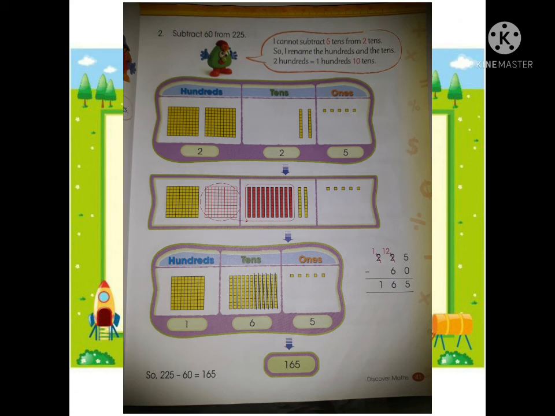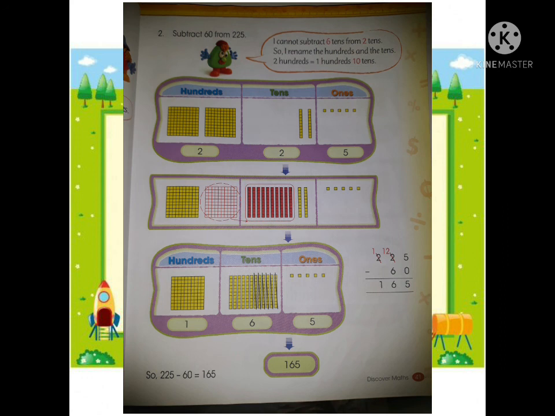2 tens minus 6 tens, we cannot subtract. So we regroup 1 hundred into 10 tens. Now we have 12 tens. Let's subtract the tens. 12 minus 6 equals 6. Finally, we subtract the hundreds. 1 hundred minus nothing equals 1.